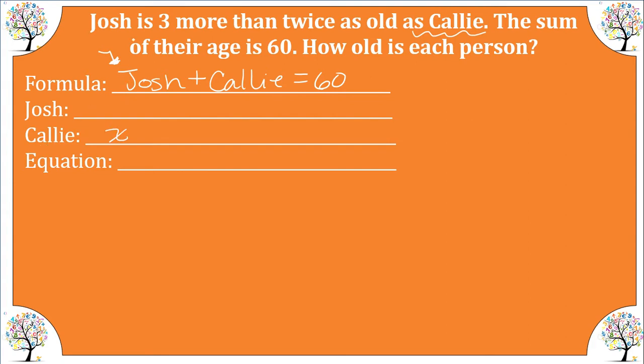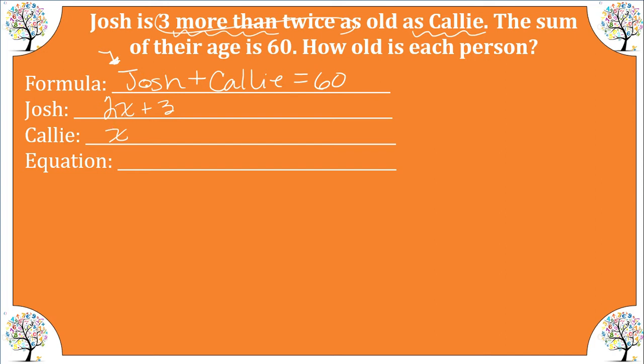Now let's use that x to represent Josh. It says Josh is 3 more than twice as old as Callie. So twice Callie would be 2 times x, and then we have plus 3. The reason I flipped the 2x in front of the plus 3 is because with the phrase more than, or less than, or younger than, or anything with than, we have to flip-flop the order from the way we see it in the sentence to how we write it mathematically. So now we have an expression for Josh and Callie for their ages.